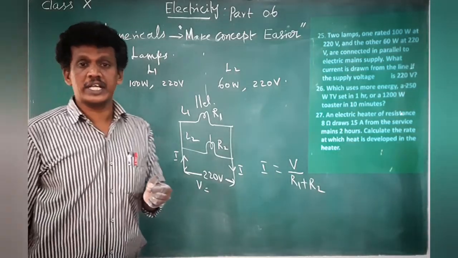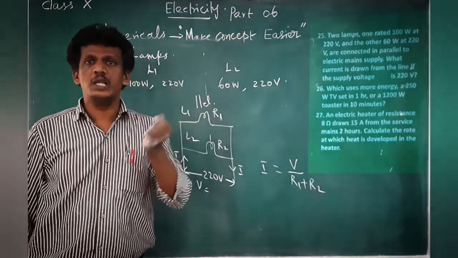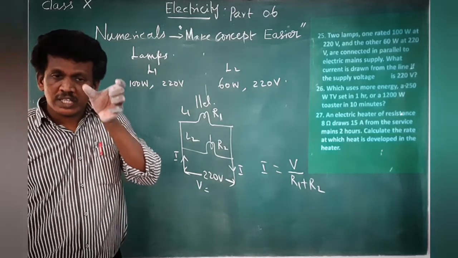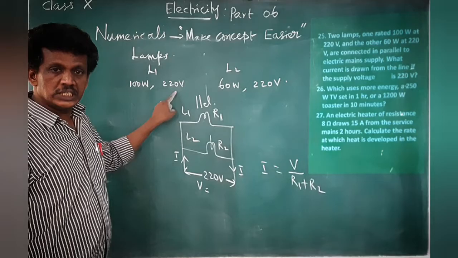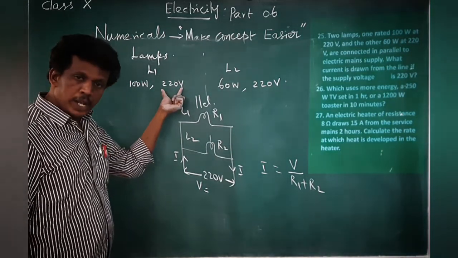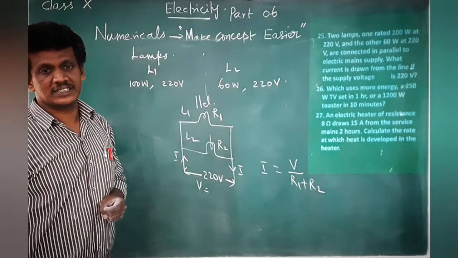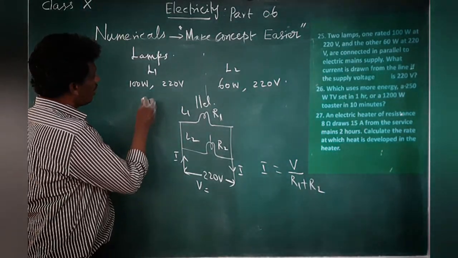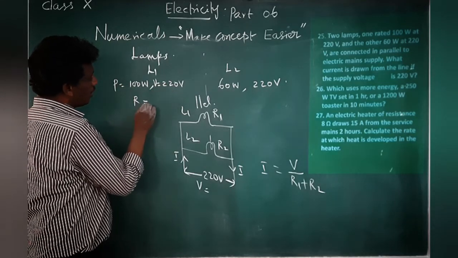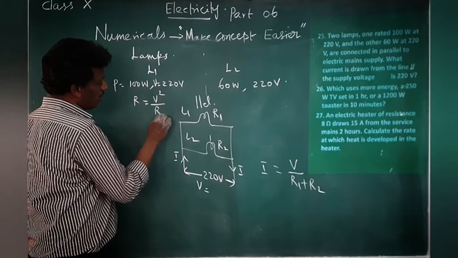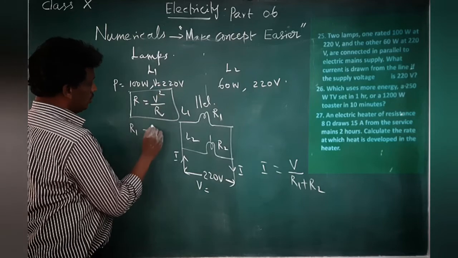Again and again I am saying, when you purchase any electrical appliance, whether it is an electric bulb or electric heater, look at the manual. What is given? Power and voltage. Under what voltage can it be operated? What is the power consumption of that appliance? Using that you can find out R. What is the formula? V squared by R. This is the general formula.